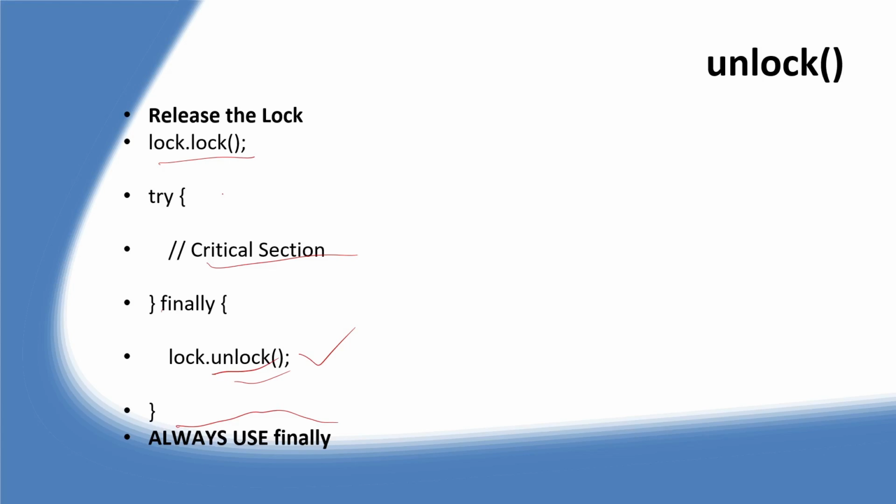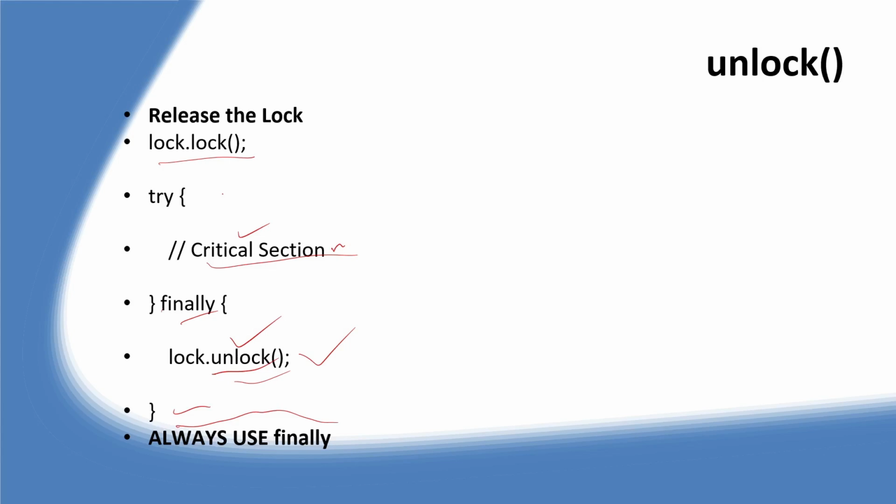You might be thinking, why the finally block? Because the finally block executes even if an exception occurs inside the critical section. If any exception occurs inside this try block or critical section, even then this finally block will get executed, and that's how we will unlock. So this helps ensure that the lock is released. This is the safe pattern you should remember whenever you manually lock and unlock.